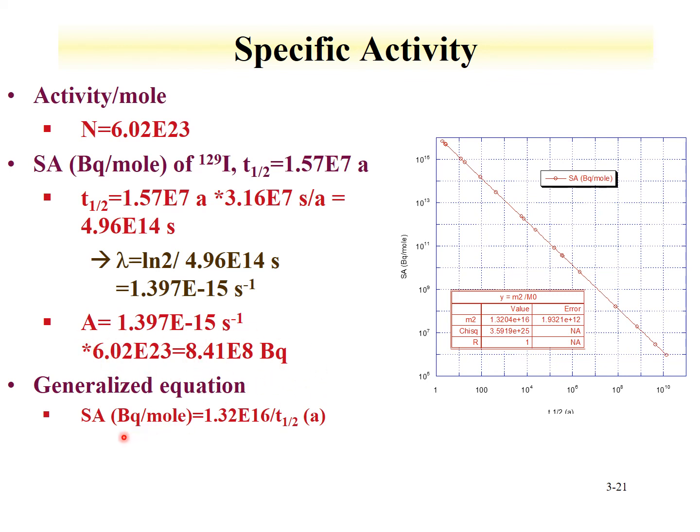So a generalized equation for specific activity in becquerel per mole is listed here, which is just 1.23 times 10 to the 16th divided by the half-life in years. And we get perfect correlation because moles are directly related to the number of atoms, whereas if I provide a mass, I need to get the molecular weight of that isotope.